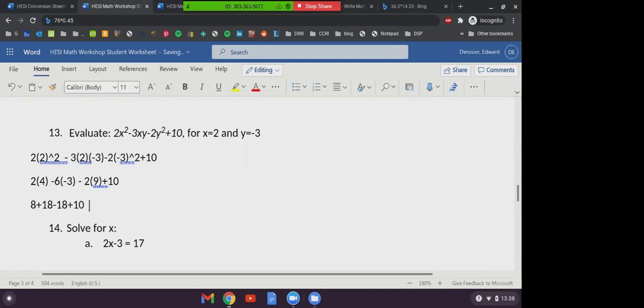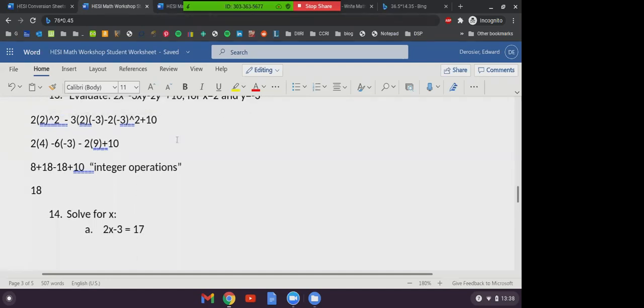You might search for integer operations. Okay, so that'd be something you can look for, and that'll give you a good overview of how to add, subtract, multiply, and divide with positives and negatives. Okay, and then 8 plus 18 minus 18 plus 10 should be 18. I'm kind of crazy. I put 3 18s in the same problem, but it's how it works. So the answer should be 18 there. Okay.